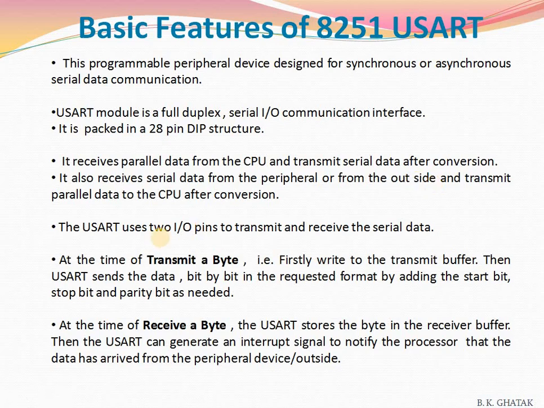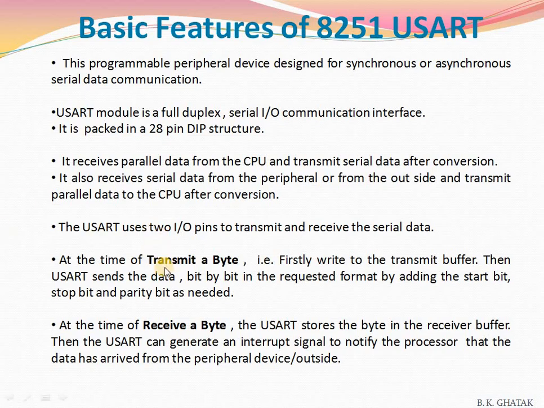So we can easily understand that the USART has two input output pins. From them it can transmit or receive serial data. Before transmitting the serial data, it converts the parallel data into serial format, and whenever it receives serial data, it converts the serial data into parallel format and gives it to the processor.